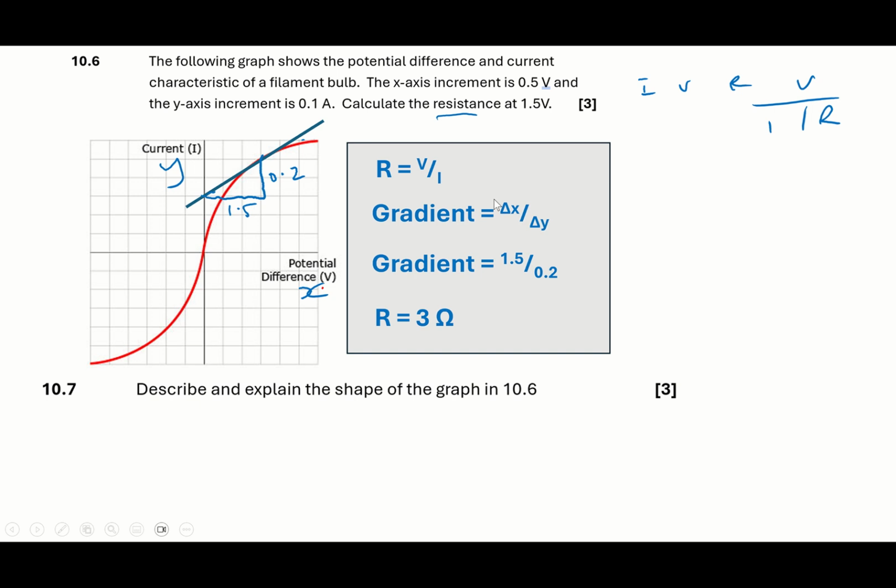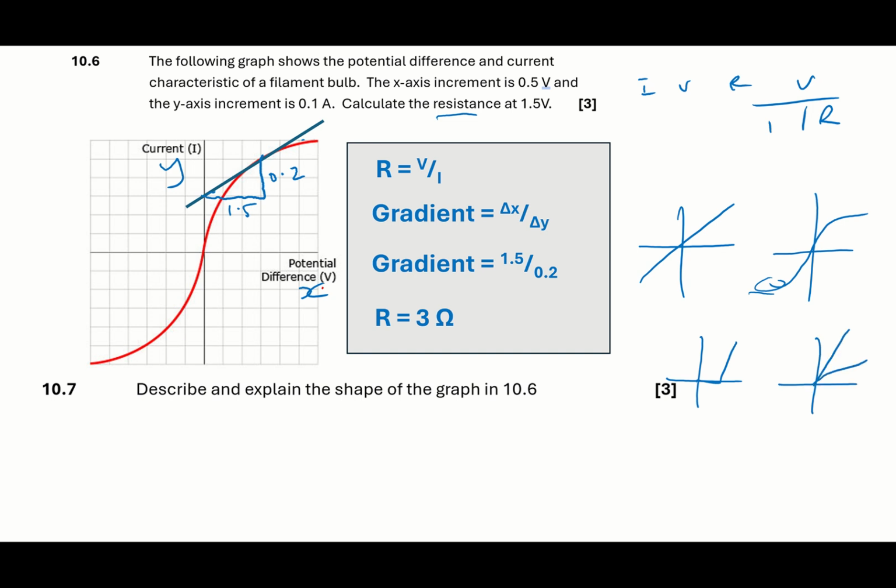It then says describe and explain the shape of the graph. If you'll remember from last year, I got you to dance these graphs. So we had a resistor at fixed temperature. We had a filament bulb, which is the Egyptian one. Remember I said, don't curl it up there, it's got to be nice and flat. We then looked at a diode, and then we looked at the light-dependent resistor or the thermistor. So looking at this, I can see, yep, this is a filament bulb. So now we've got to explain it.